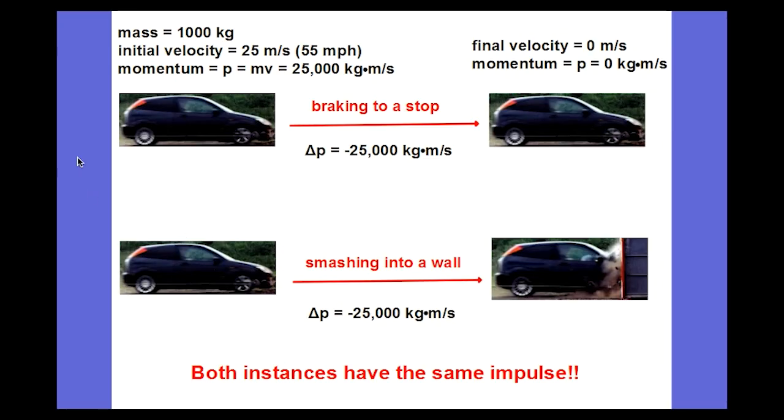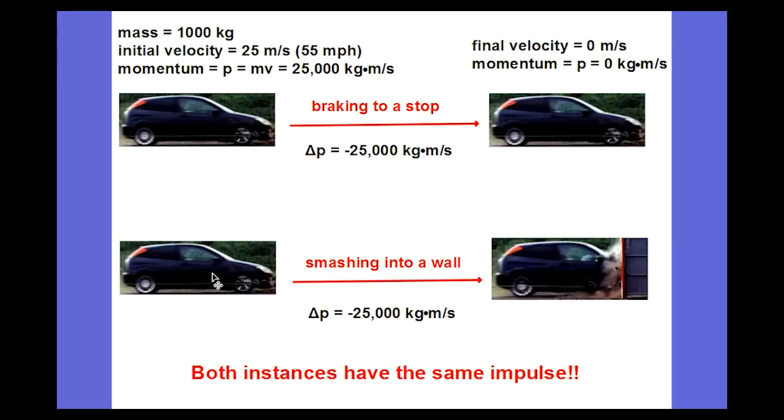So let's look at an example. Here is a car traveling at 55 miles per hour, or 25 meters per second. Its mass is 1,000 kilograms, and it puts on its brakes and comes to a stop. So its final velocity is zero, so its final momentum is zero. So its change in momentum, or its impulse, is the final momentum minus the initial momentum, a change of negative 25,000 kilogram meters per second.